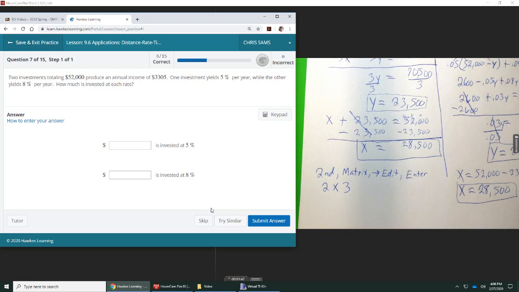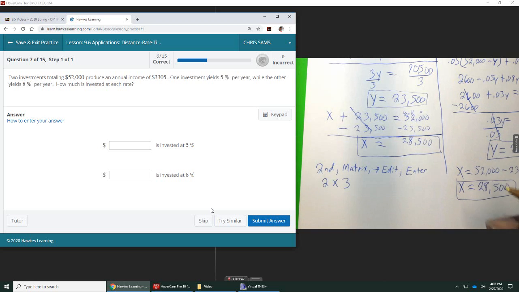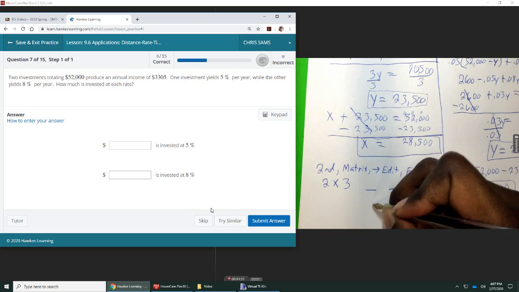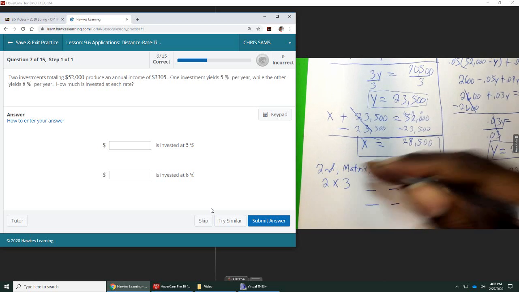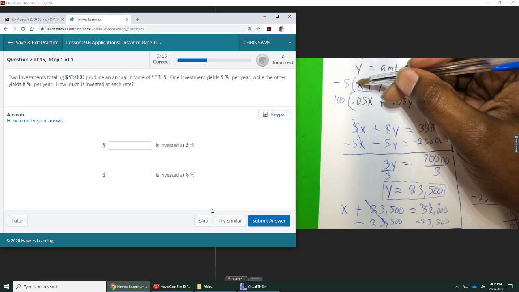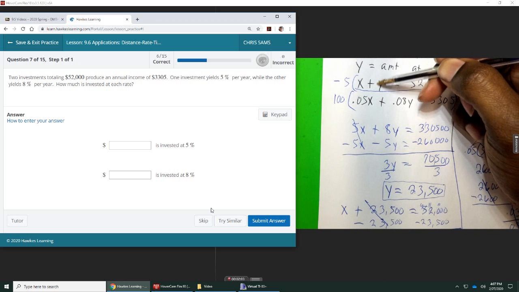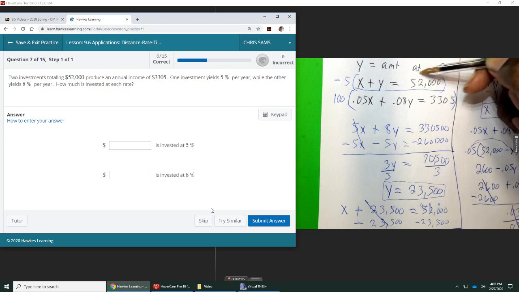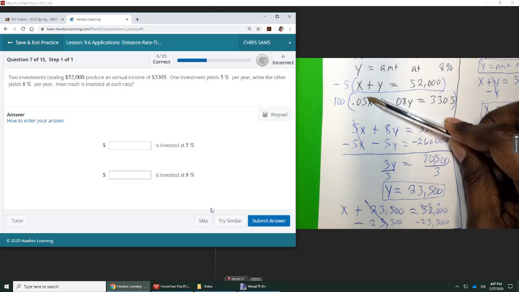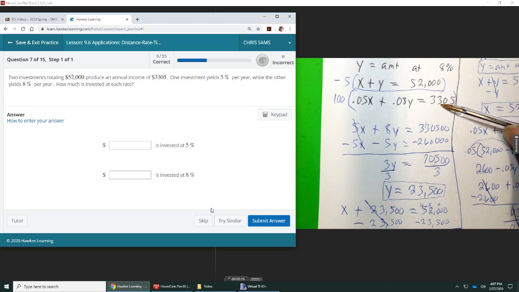And then after that, it wants you to input just the numbers. We don't put the variables in, so just the numbers associated with each of those terms. So there's going to be 3 blanks, and then there's going to be another 3 blanks. So there's going to be 2 rows of 3. So the number that is in front of the x right now is a 1. The number that is in front of y is understood to be a 1. And then this number is 52,000. That's what we're going to put. And then on the second row, we're going to put 0.05, just that number, 0.08, and then the 3305.